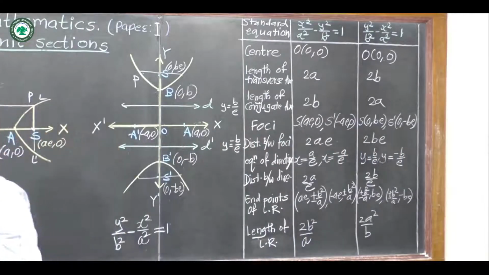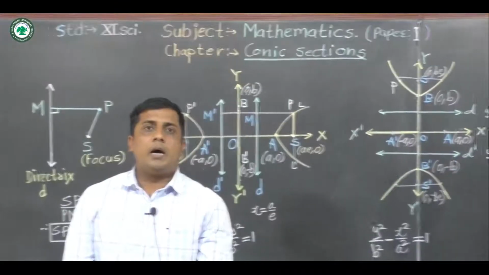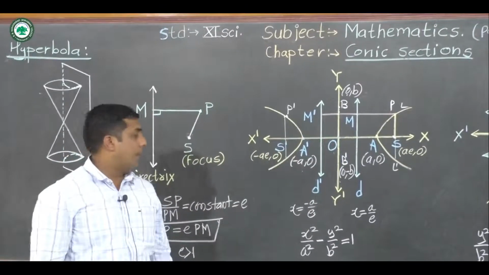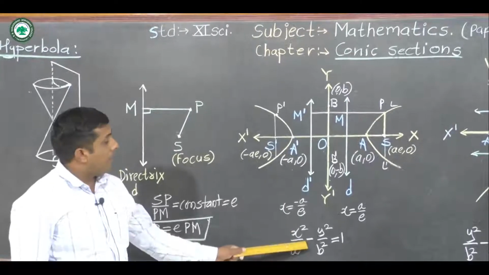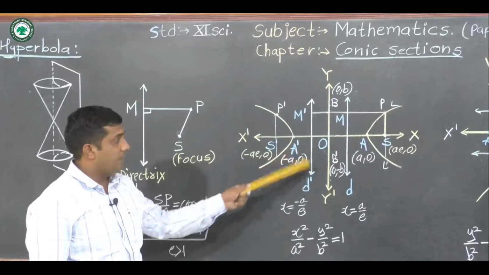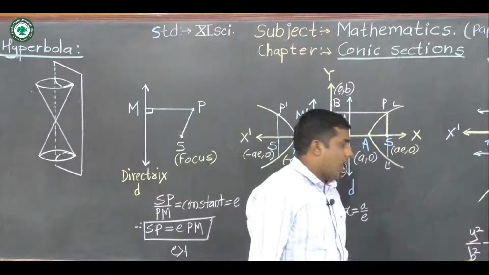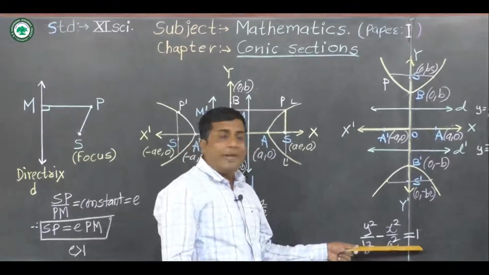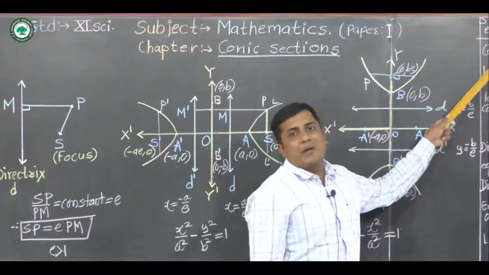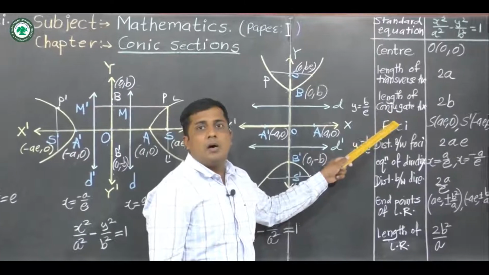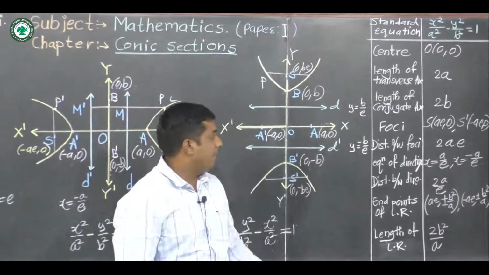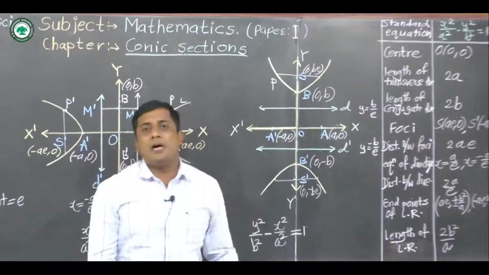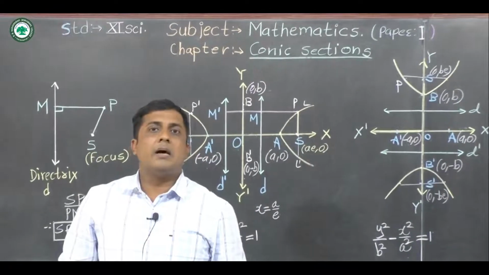So in today's lecture, we defined the hyperbola, then we defined the standard equations of the hyperbola: x square upon a square minus y square upon b square equals 1 is the first one, and second, y square upon b square minus x square upon a square equals 1. We also defined the length of the transverse axis, the conjugate axis, the foci, the distance between the foci, the equation of the directrix, then the length of the latus rectum and the endpoints of the latus rectum.